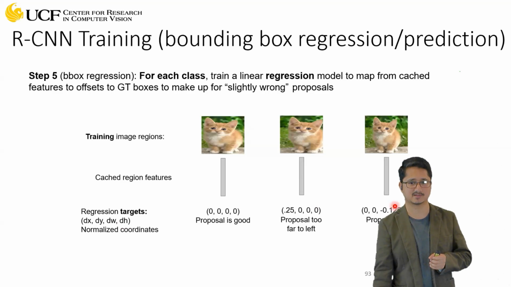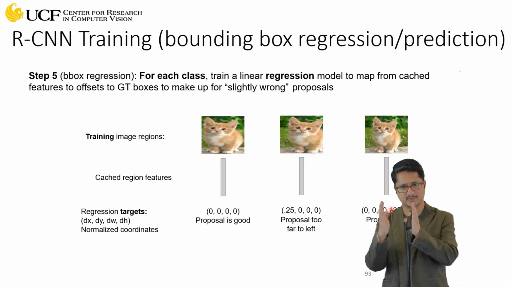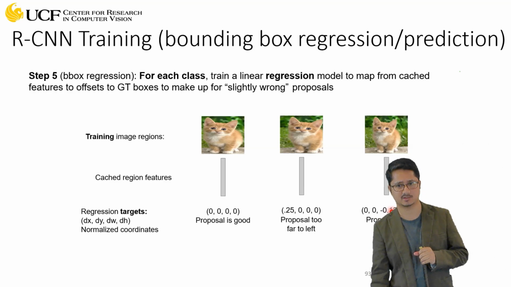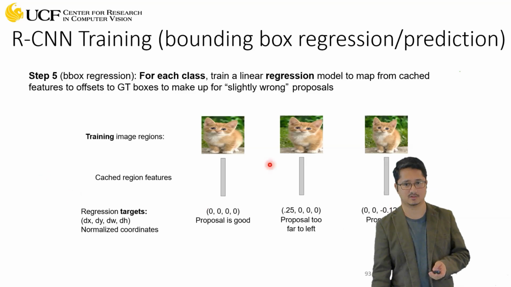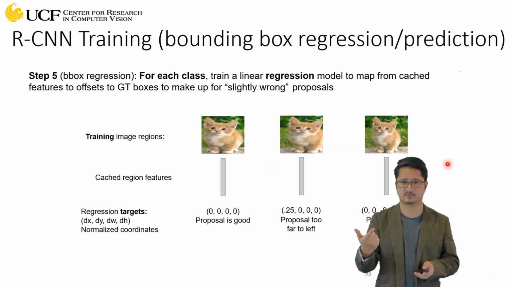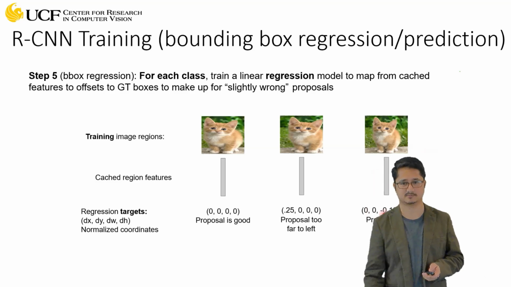For example, in this case, it's negative. So it's saying that your bounding box is actually too wide. Make it a little thinner by that much amount, and then it will fit perfectly to your ground truth bounding box. So for the second prediction, the bounding box regression head, you will have predictions like this.